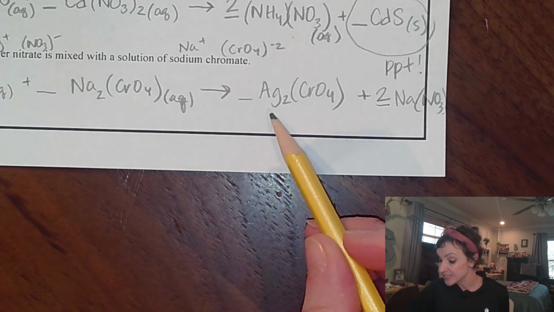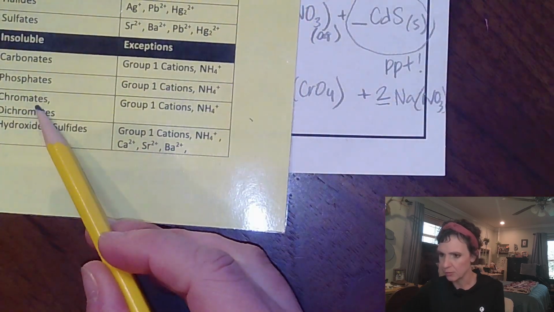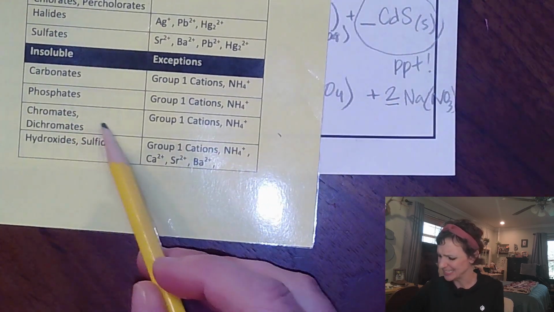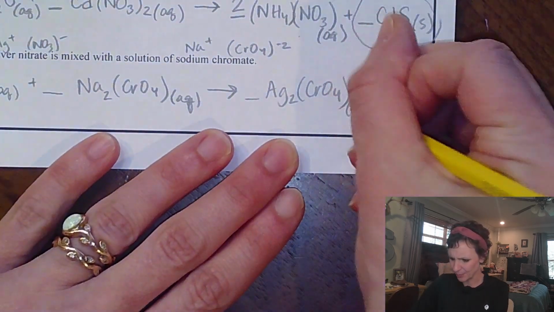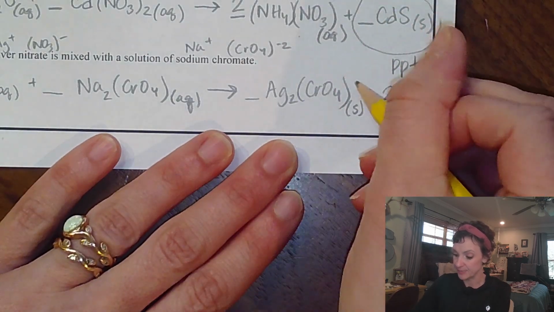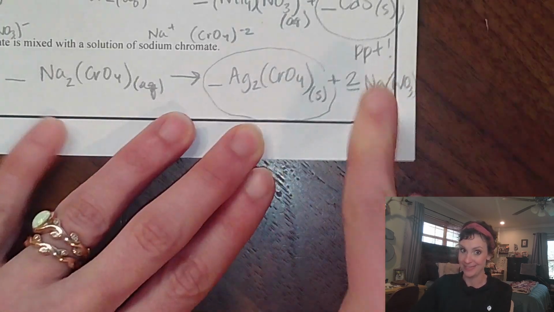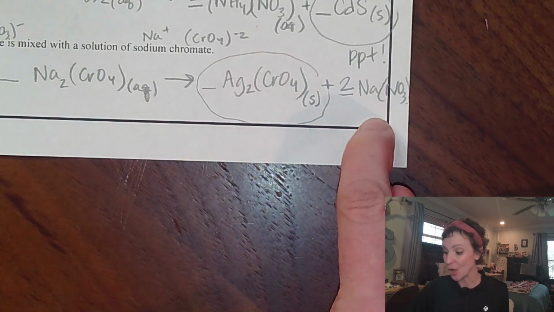So I have silver chromate. I'm looking for chromate. Ooh, chromate is insoluble. Is silver an exception? No. This is my insoluble product. This is going to be my precipitate. But to double check, let's make sure that this guy is aqueous or soluble.